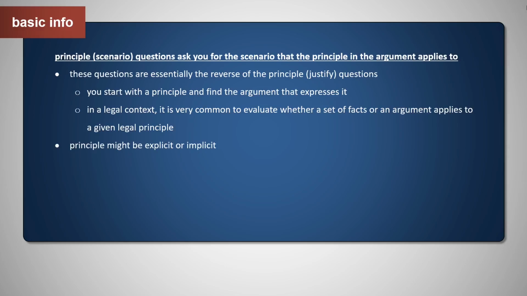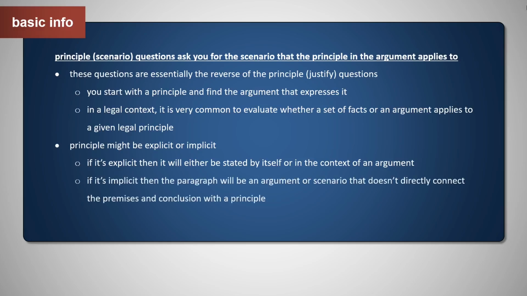Now, the principle might be explicit or it might be implicit. If it's explicit, then it will either be stated by itself or in the context of an argument. So you'll be given the principle either just as an isolated principle or in an argument that uses a principle. If it's implicit, then the paragraph is going to be an argument or scenario that doesn't directly connect the premises and conclusion with a principle, and you'll have to figure out what it is. You'll have to figure out what the principle is, and then which answer choice is another argument that could use that same principle.